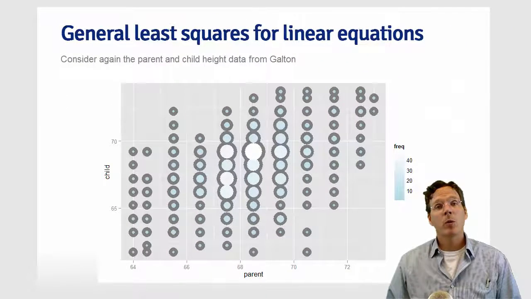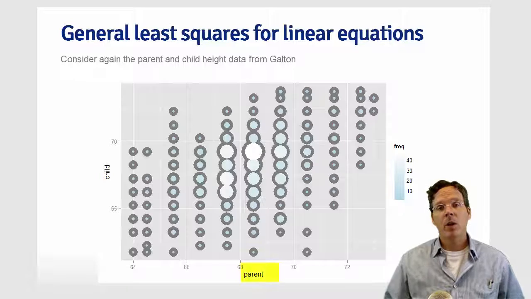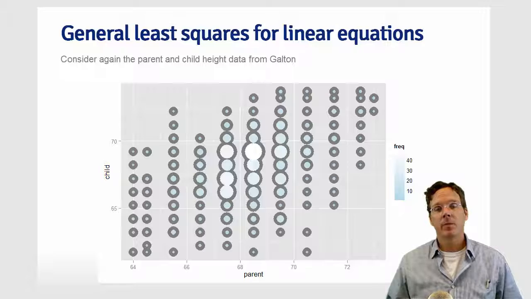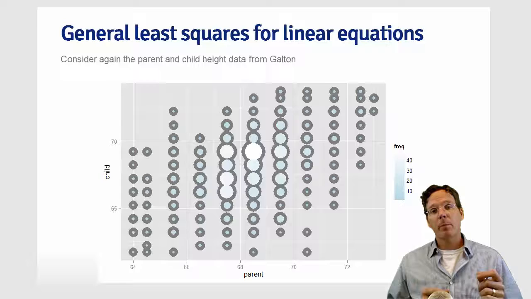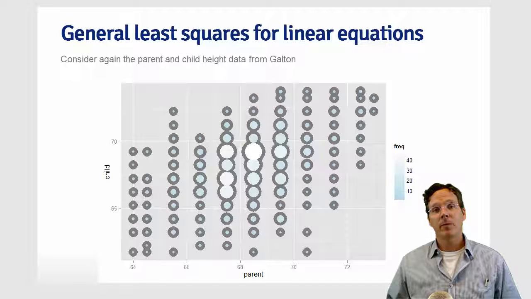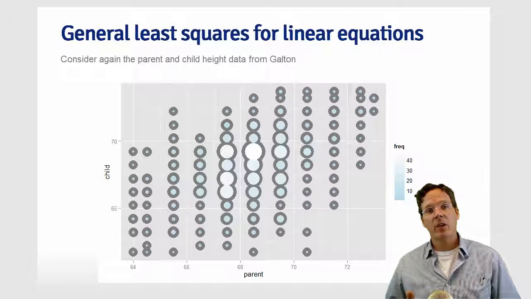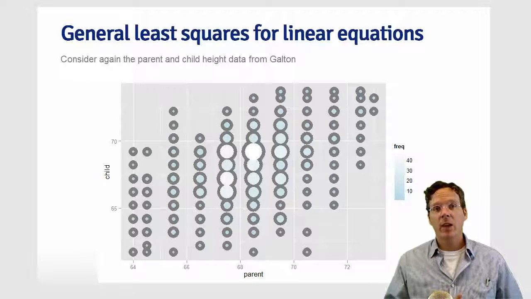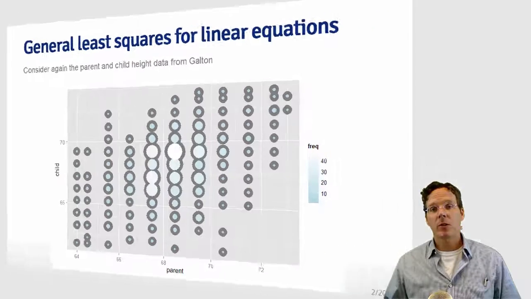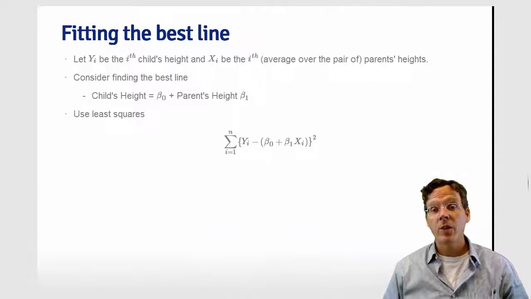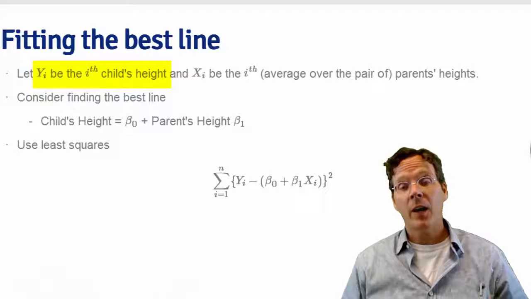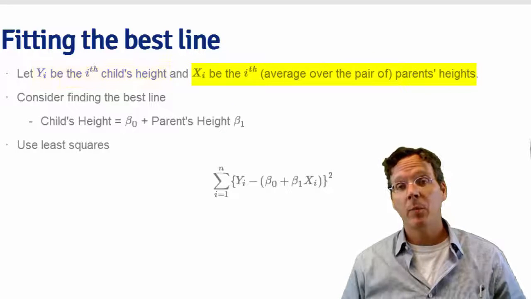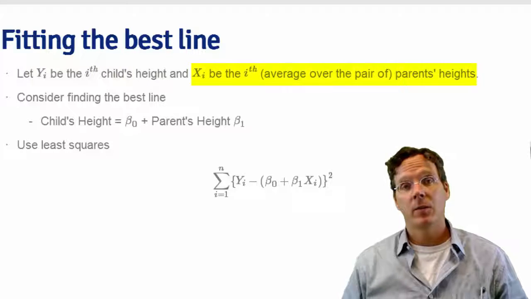Consider again the scatter plot of the parents' heights by the child's heights from the Galton data. Remember, the size of the circle represents the frequency of that particular XY combination. We'd like to use the parents' heights to explain the child's height, and we're going to do it using linear regression. We're going to use the notation that we developed in our last lecture. So let yi be the ith child's height and xi be the ith parent's height.